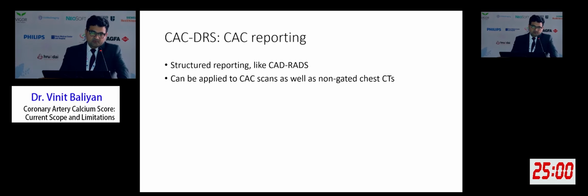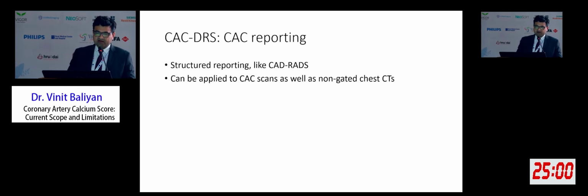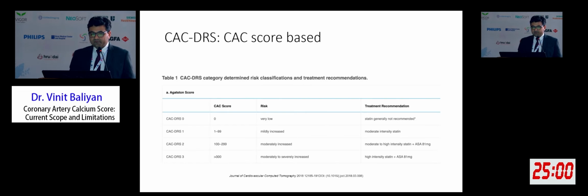So coming to structured reporting for calcium score CT, which is called CAC-DRS. It is kind of similar to CAD-RADS and kind of came into existence around the same time. And it's not only specific for coronary artery gated calcium score CT, but you can also apply it to non-gated chest CT.